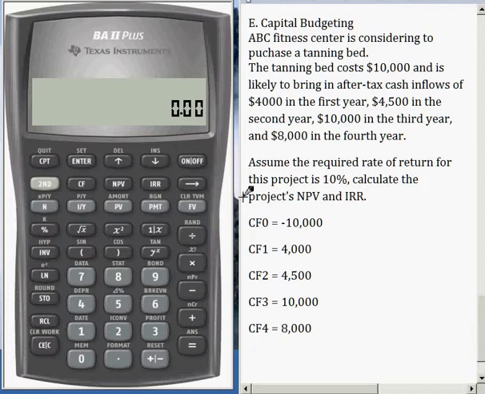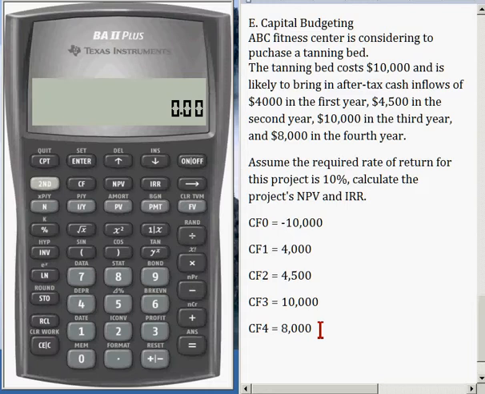So here first we need to summarize. So the initial cash outlay is $10,000. So remember, at the beginning, the company needs to spend $10,000 to purchase the equipment. So afterwards, the company will reap the benefits. That is, cash flow is followed here. So CF1, the first year $4,000, the second year $4,500, the third year is $10,000, and then the last year is $8,000. So next I will show you how to input these values into your financial calculator.